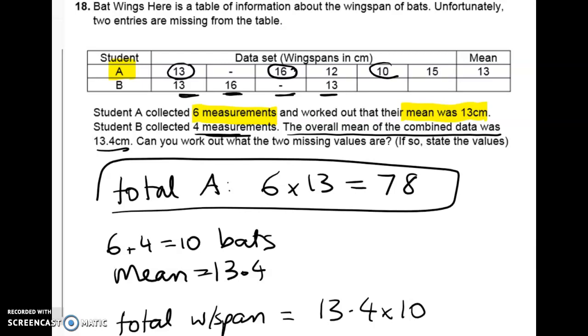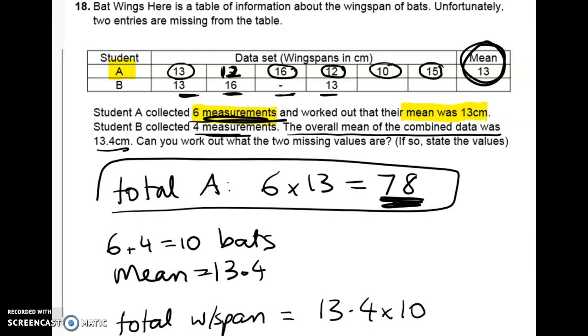29, 39, 54, 66. And it has to add up to 78. Yeah, I thought I'd gone wrong. I think this number should be 12, right? Because we need it to add to 78, because only then is it going to give me a mean of 13 for student A.